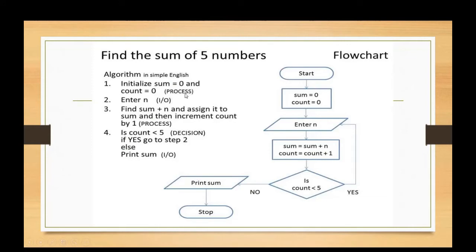If you want to find the summation of 5 numbers, first initiate the summation equal to 0, it is empty, and count equal to 0, and enter the first number. Find summation: summation plus n, and then if count is less than 5, go to the next step, and then print the final result. Here is the flowchart. Start, both summation and count equal 0, enter n, you see the shape here for input and output, summation equals summation plus n, count increased by 1, if count less than 5, yes, go to next number, if no, print the summation and stop. It is easy.